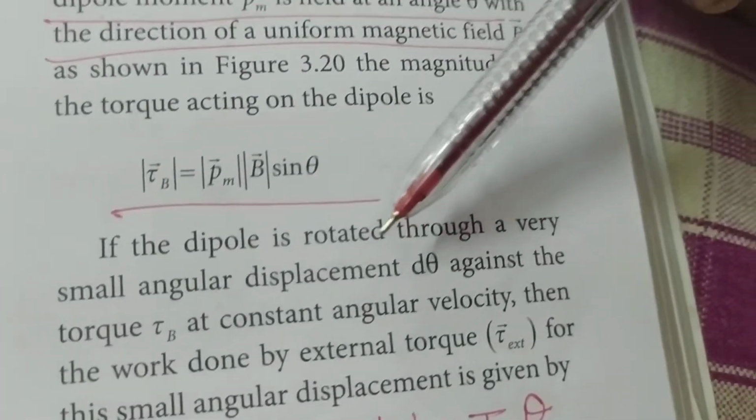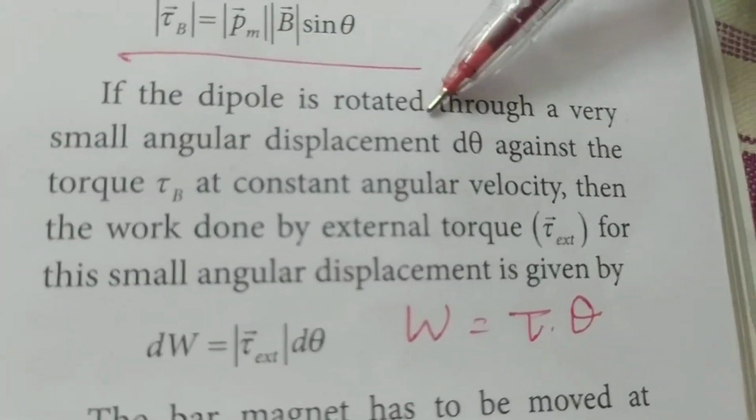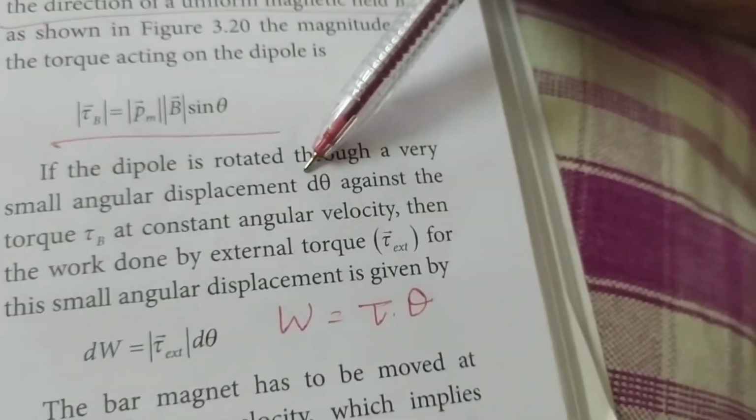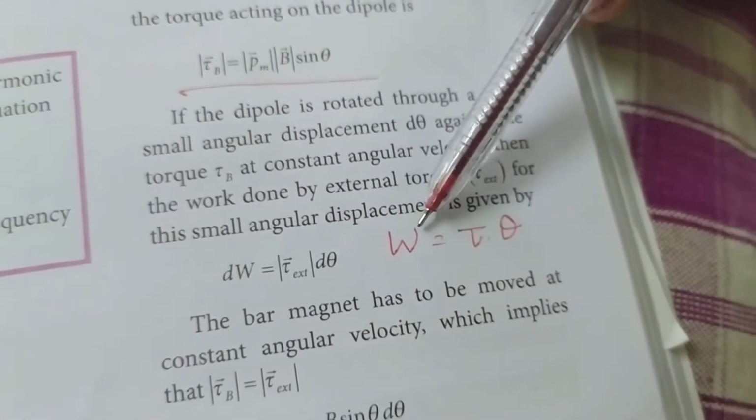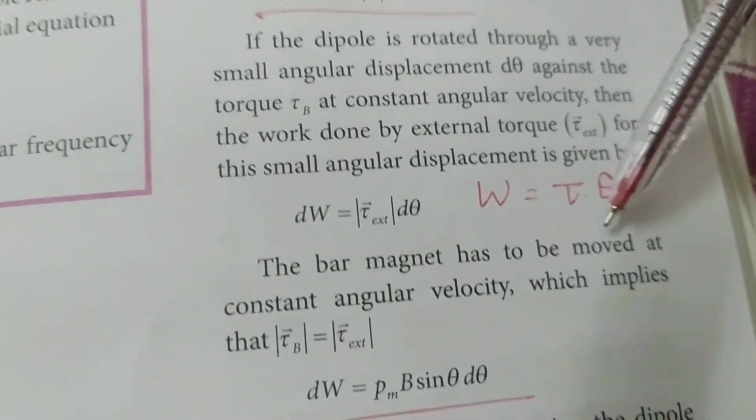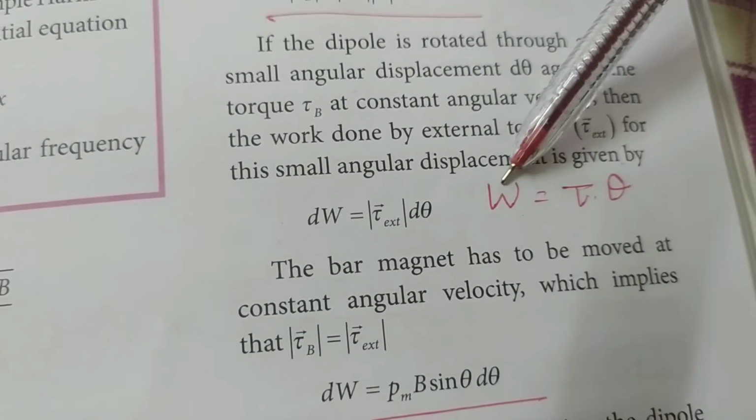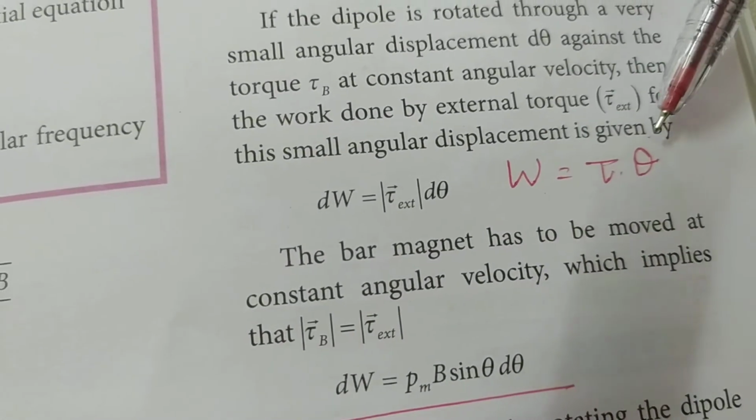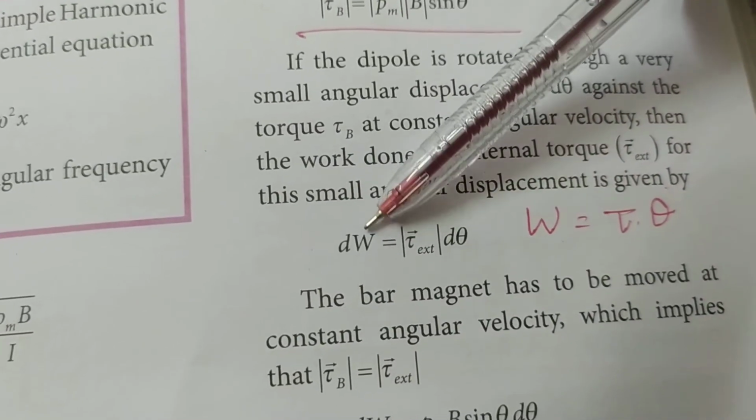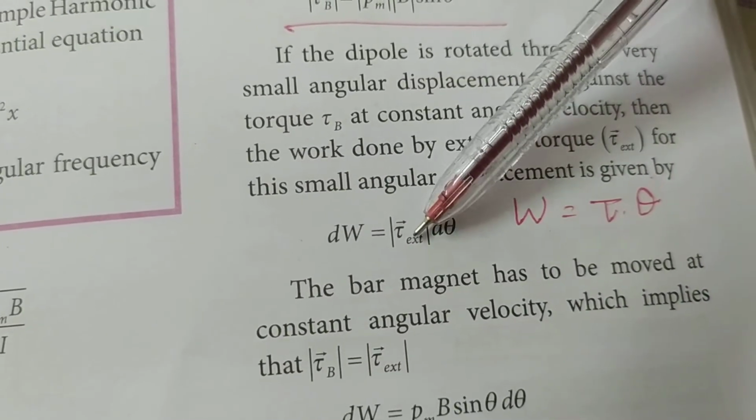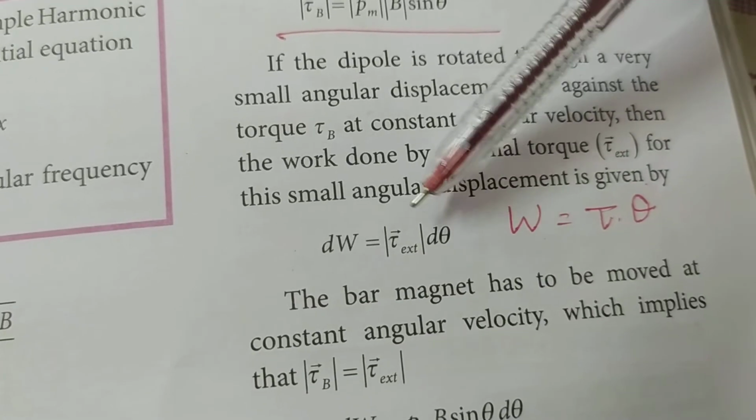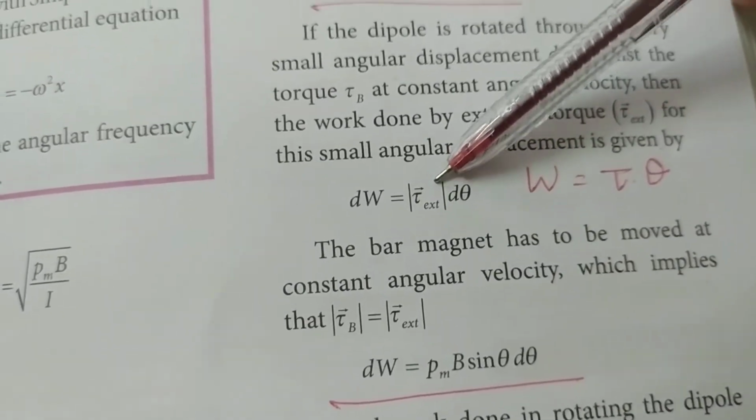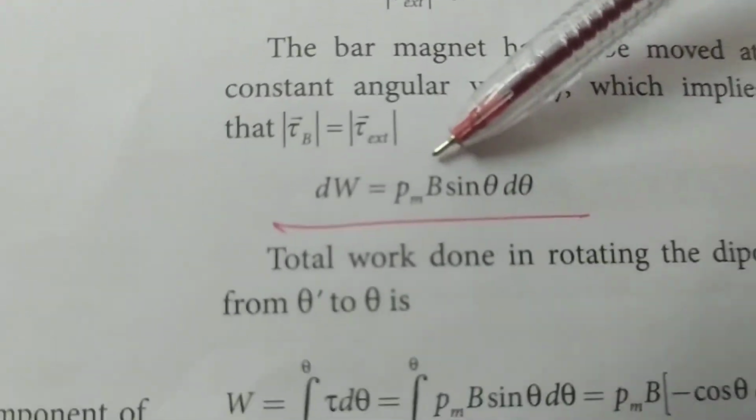When you see the external torque, we apply some external torque to rotate the magnet through an angle d theta. For that we do some work, given by dW. You know W is equal to tau theta. This is a familiar equation: work done is equal to torque into angular displacement. This you have studied in 11th standard. So dW, a very small work done, is given by tau external into d theta. This tau external is nothing but tau_B vector, so you can replace tau external by tau.